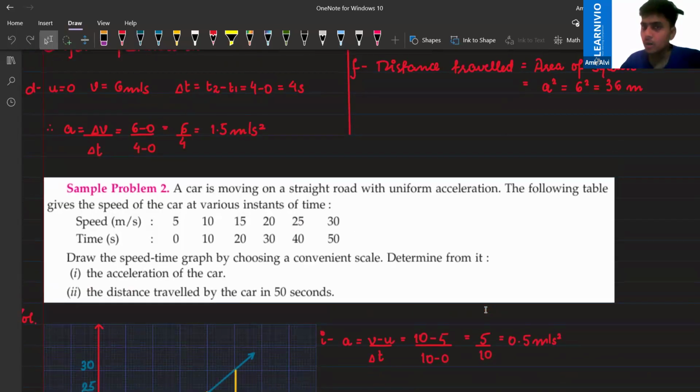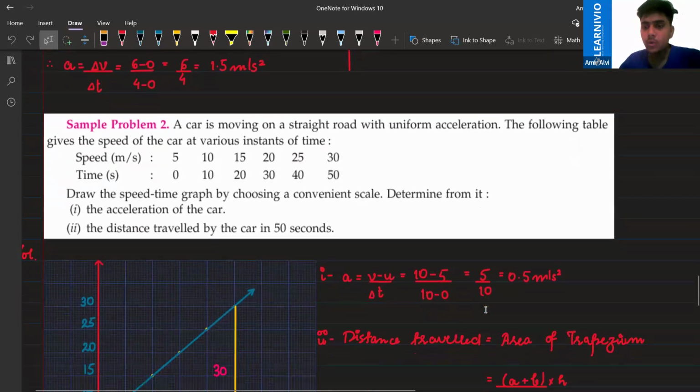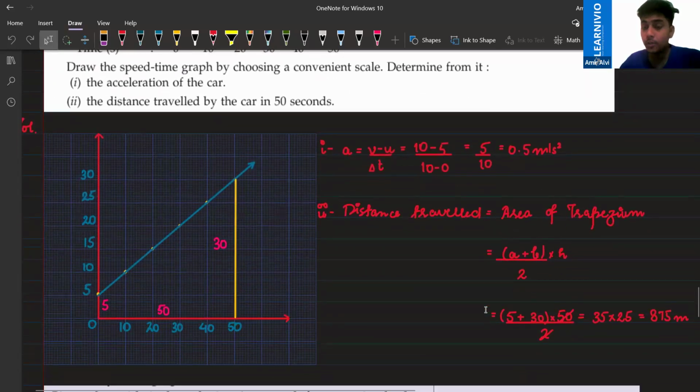Okay, sir. Please let me know the answer. How much distance is covered in the 50 seconds? 1500 meter. No, Harshita. It is a trapezium, as I have said to you, that the distance measured basically depends on the type of shape.